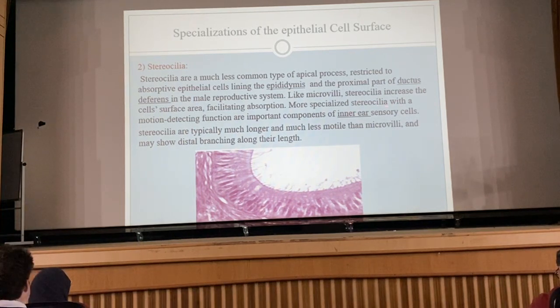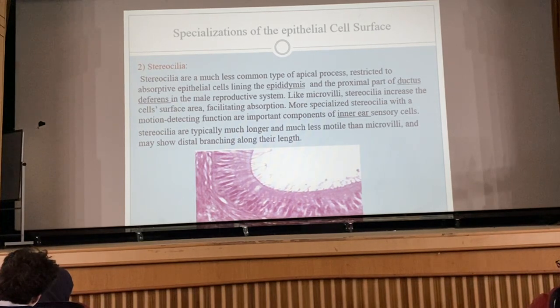Also, stereocilia-like structures are found in the inner ear. In addition to epididymis and ductus deferens, another more specialized stereocilia are found in the inner ear sensory cells. Stereocilia are typically much longer and less motile than microvilli. They are longer and less motile, and may show distal branching along their length.